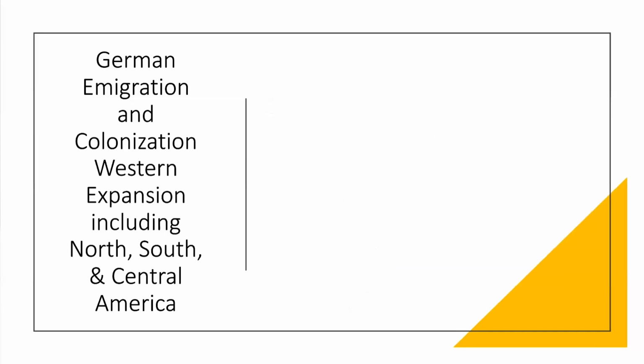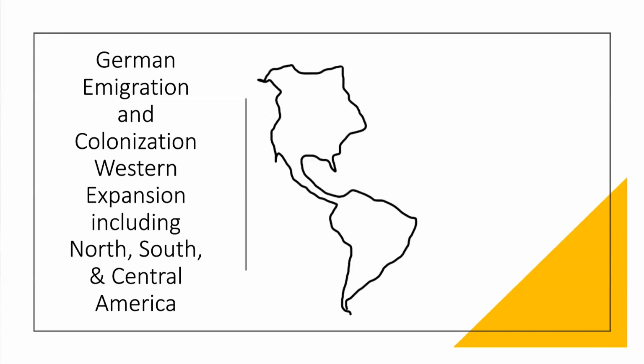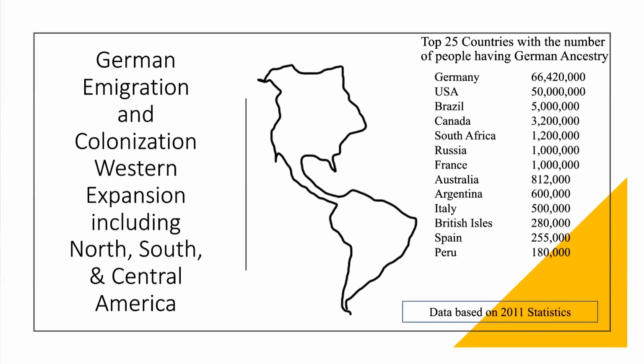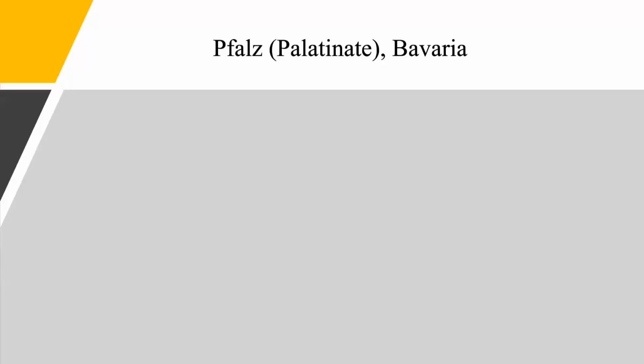German immigration and colonization, westward expansion to the New World, which included North, South, and Central America. The following is a 2011 worldwide statistic of how many people there are in the world who are of German descent. During the 30 Years' War, the Pfalz Palatinate area lost between 1/3 to 2/3 of its population, as well as the destruction of property. The Protestants in this area continued to be persecuted.